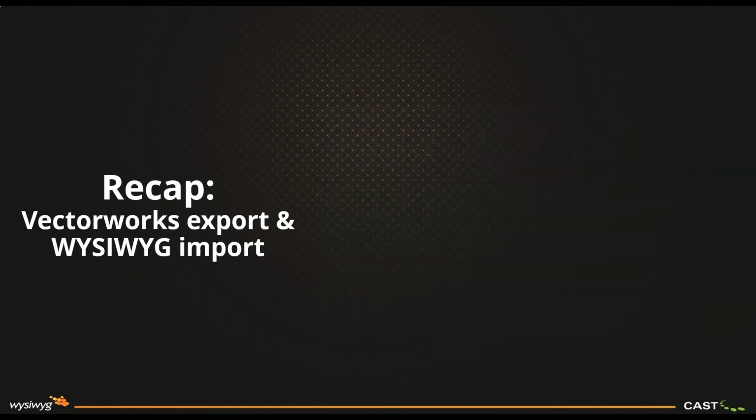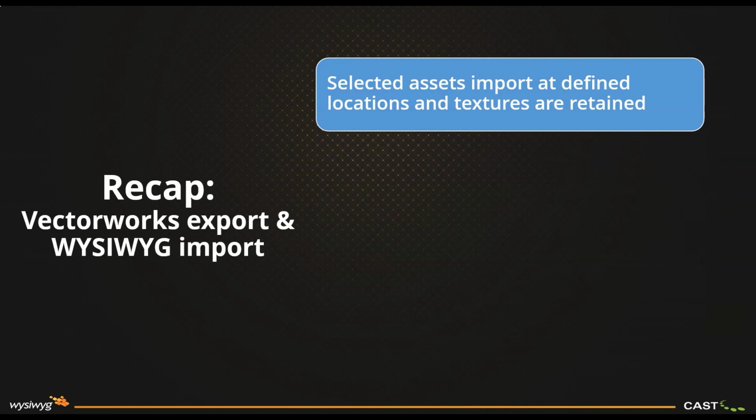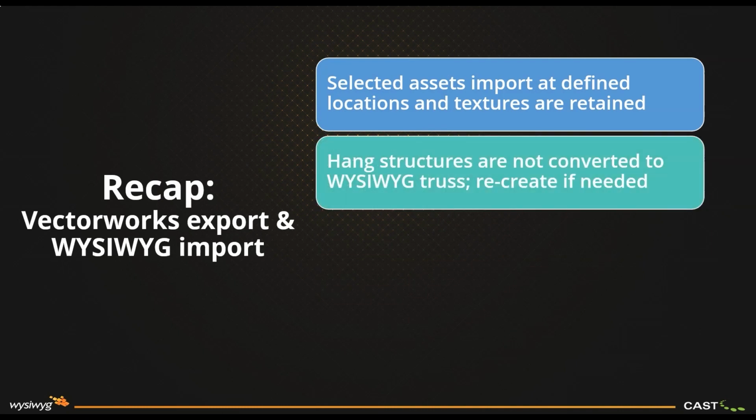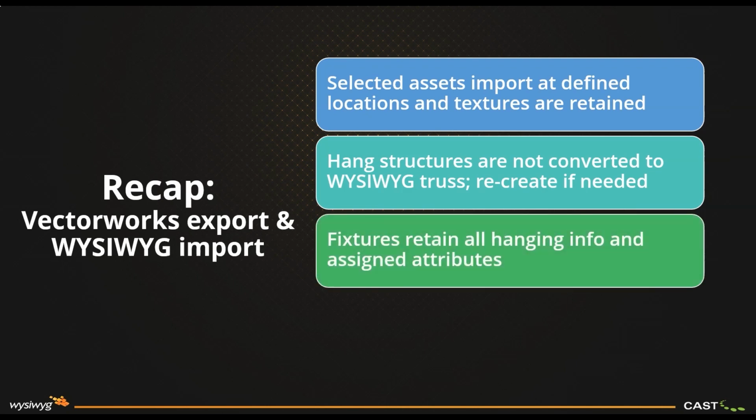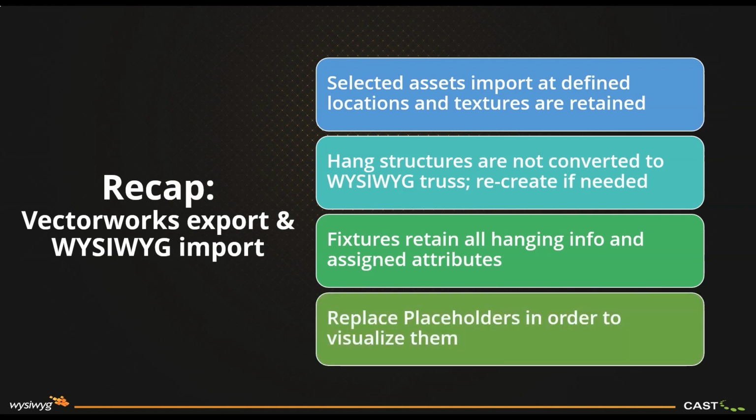Everything selected will import at the correct location, and textured objects will retain their textures. Hang structures are not converted to WYSIWYG truss, so each imported fixture will hang from its own 10 cm long pipe. If needed for performance, hang structures may be recreated with pipes and truss from the WYSIWYG library, and fixtures can then be relocated to them. Fixtures retain their location and hang orientations, along with any assigned position, unit numbers, patch and fixture ID, or spot number. Last but not least, placeholder fixtures must be replaced in order to be visualized.